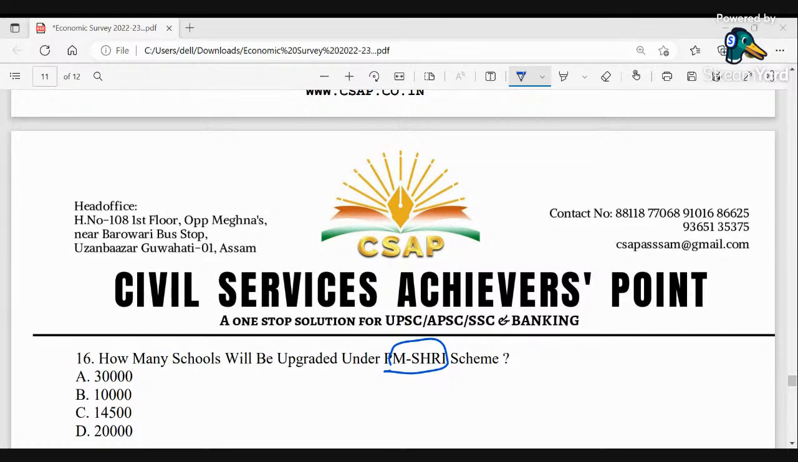So anyone who is saying it to be centrally sponsored, please write CSS. And anyone who wants to say it is a central sector scheme, please write sector.